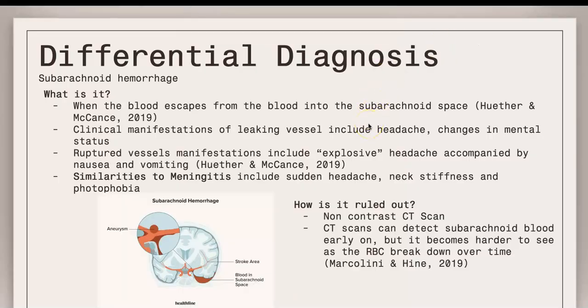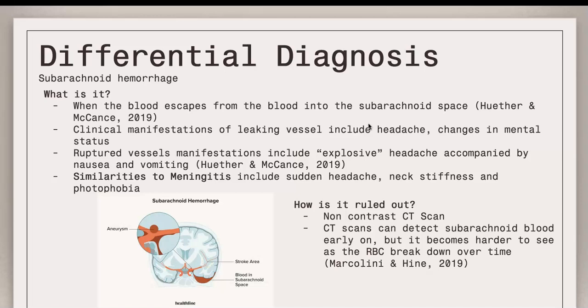Differential diagnosis. The first condition in our differential diagnosis is the subarachnoid hemorrhage. And a differential diagnosis is just a list of other conditions that could explain a patient's symptoms. So when it comes to subarachnoid hemorrhage, it refers to bleeding into the subarachnoid space. That is the area between the brain and the tissue that covers it. I did post a picture of where that's located in the brain and the location of the subarachnoid space.